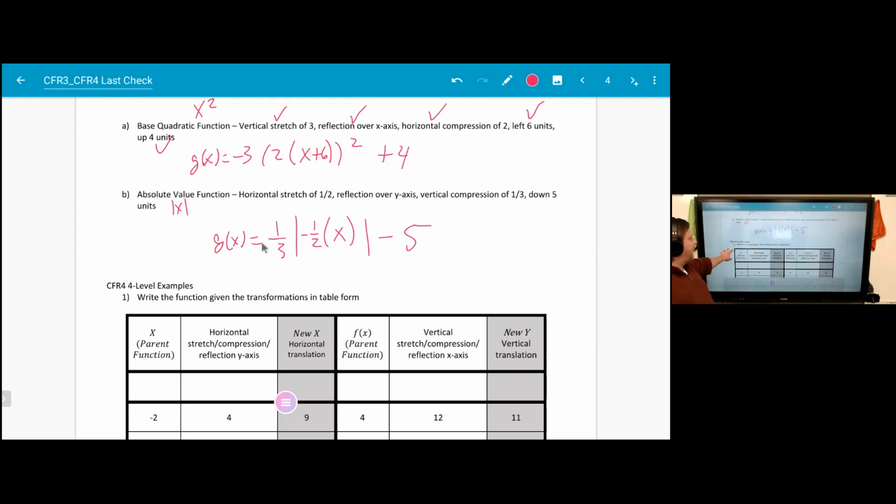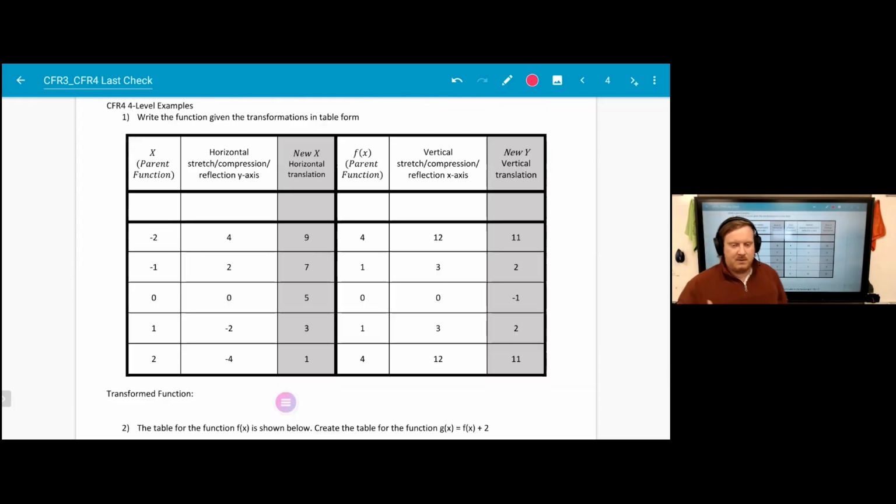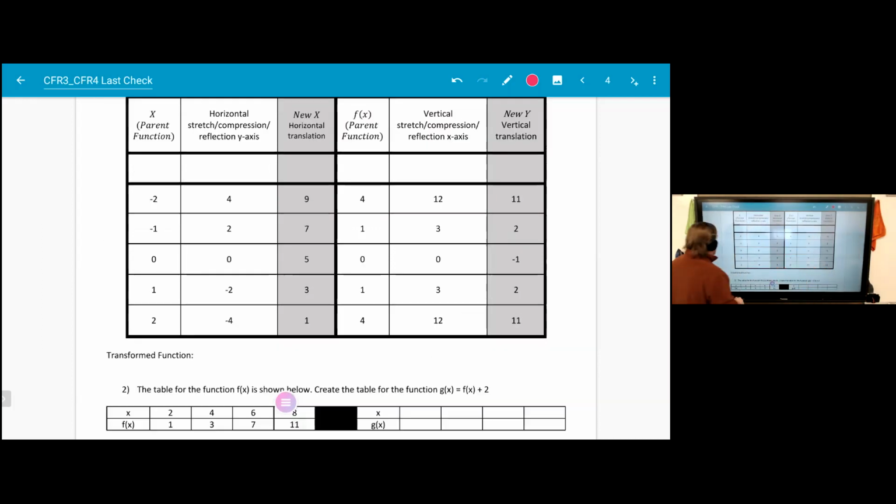Right, these are 4-level examples from CFR4. CFR3 is going to make sure you understand the concepts of the descriptions. A couple examples here. Let's see. My parent function, if I've got negative 2, positive 4, negative 1, 1, this is x squared. I can tell that already. And I know that I do the exact thing I'm supposed to. So 4 to get to 12, 1 to 3 is multiplying by 3, then subtracting 1. Okay, got my stuff there.